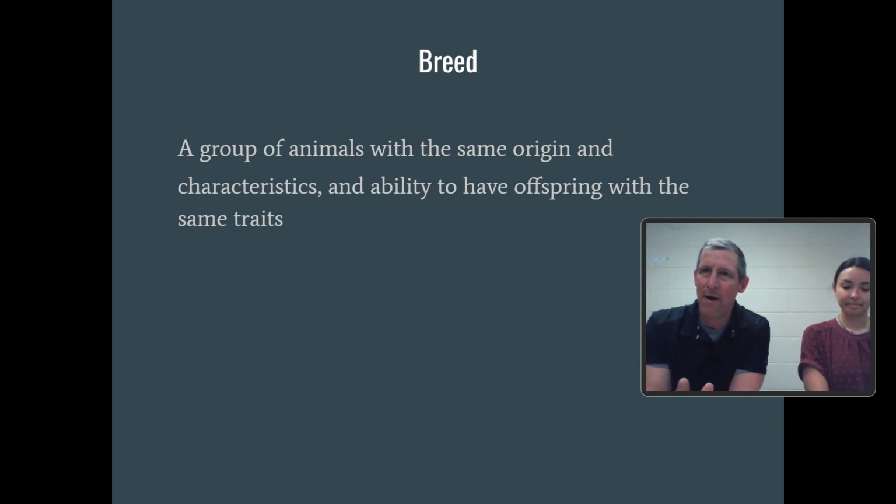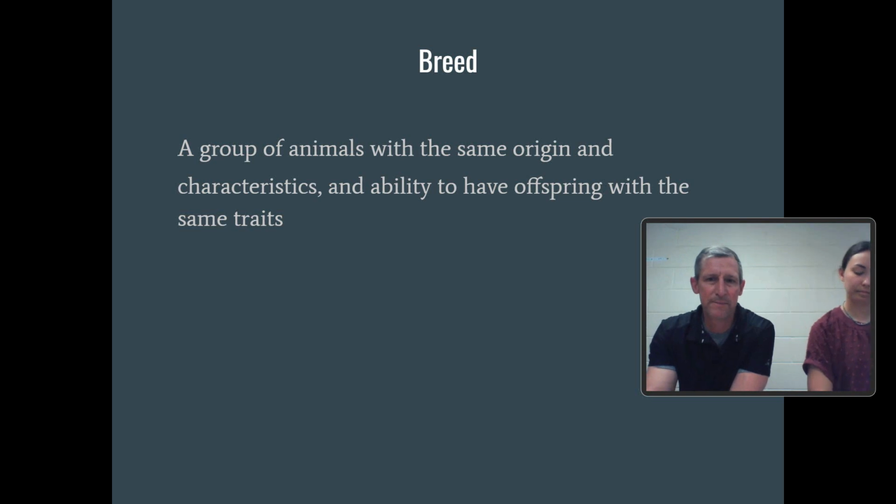So in all the different species of livestock, whether it's a pig, goat, or horse, a breed is followed within the breeding. As you breed the same breed together, it's going to produce the same characteristics each time within that breed. It's never going to look different. So one more time, a breed is a group of animals with the same origin and the same characteristics. And whenever they breed and produce offspring, they will have the same traits.